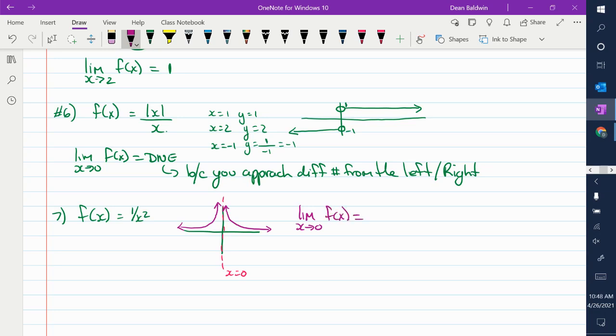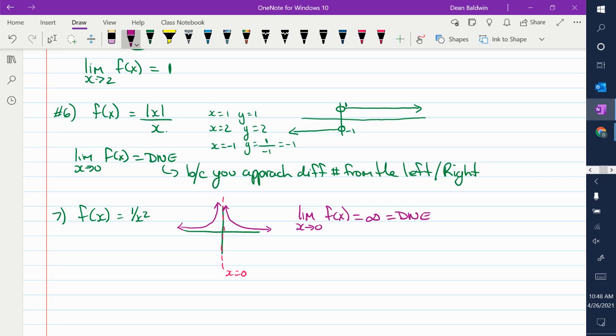So if I said, what's the limit as x goes to 0? It's infinity, which means it does not exist. Okay? Because you're not approaching a number. What number are you approaching? Infinity is not a number, by the way. Okay? So it just keeps going up. It doesn't get closer to anything. It just gets bigger and bigger. So because you're not approaching a single number, the limit does not exist.